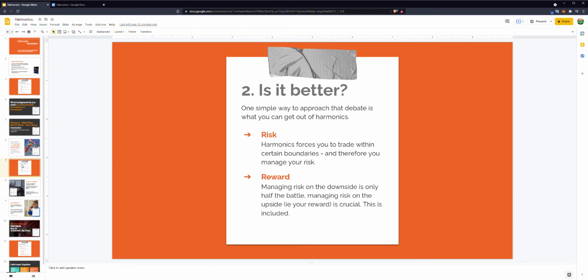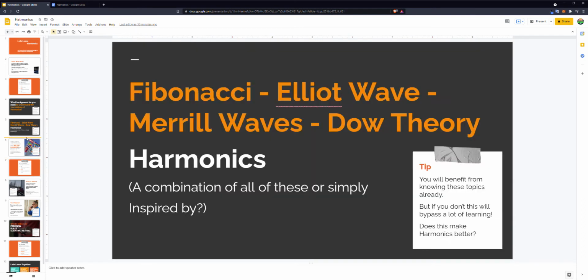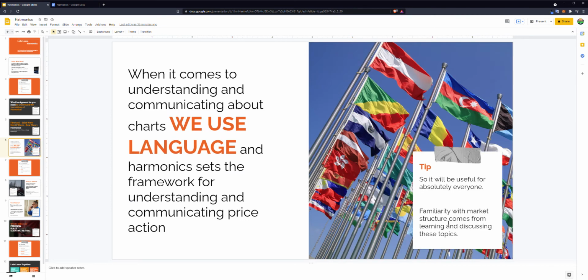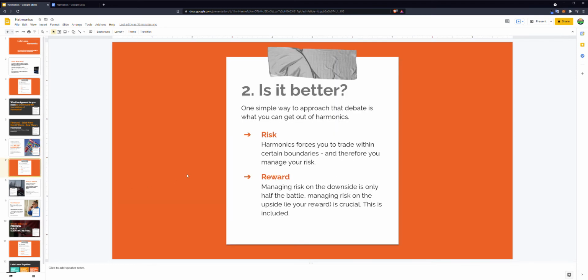So that leads to this next question. In fact, was there a wee tip on this page that I missed here? Down here, look, does this make harmonics better? That was neat. I missed that one though. Over here as well, familiarity with market structure comes from learning and discussing these topics, and that's going to be useful for everybody as well, just to enhance that. So the question is, is it better?